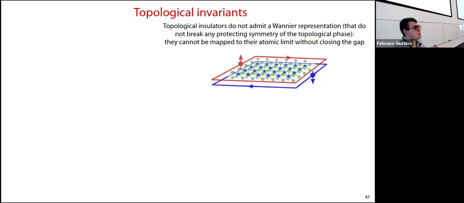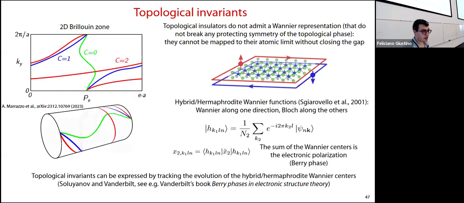And the atomic limit would be the systems where you increase the distance between all the atoms, you explode the crystal until you get isolated atoms. So if you do this process in a topological insulator, you close the gap no matter how you do it. And this manifests with the presence of boundary modes that are protected by the topology. So topological insulators are systems deeply connected with the impossibility of having Wannier functions, but still Wannier functions enable you to calculate topological invariants in topological insulators. And you use a very special type of Wannier function called hybrid or hermaphrodite Wannier function, which is Wannier just along one direction and Bloch-like along all the other directions.